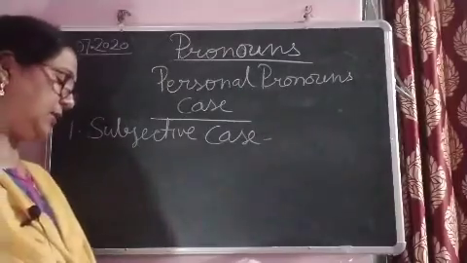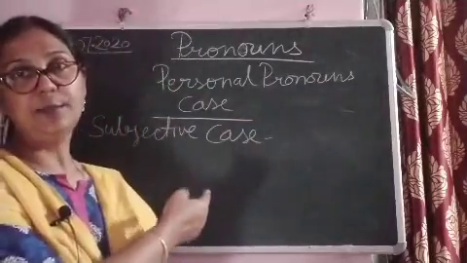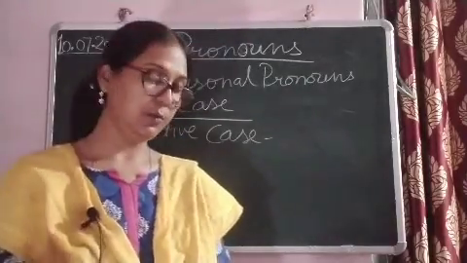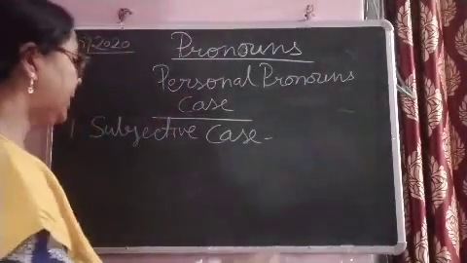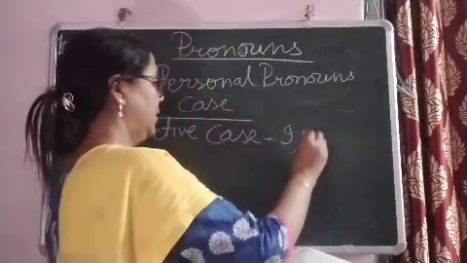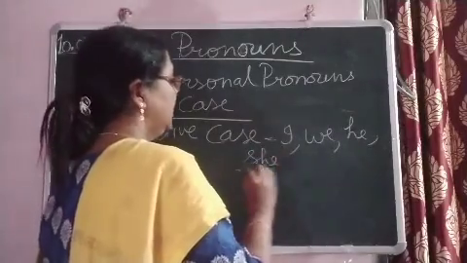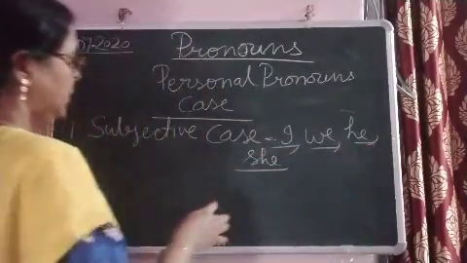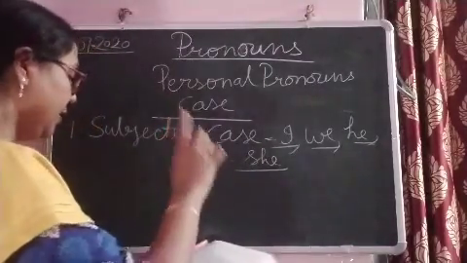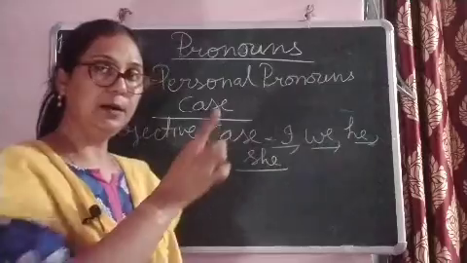What is subjective case? When the pronoun is the subject of the sentence, it is called subjective case. For example, she, he, I and you. I am going to give you some examples: I, we, he and she. These are subjective case. Again I am telling you, when the pronoun is the subject of the sentence, that becomes subjective case.